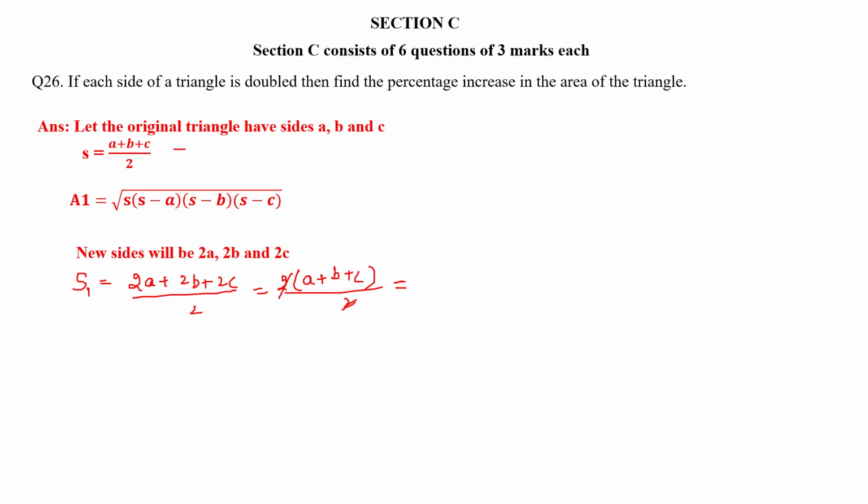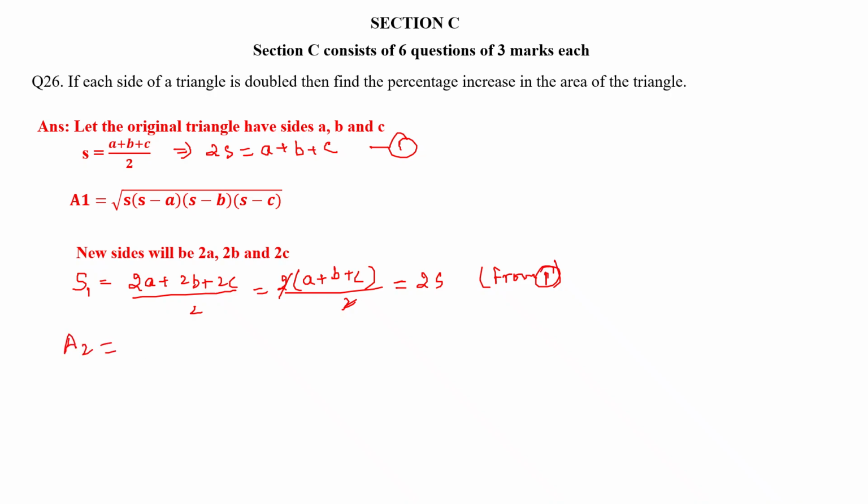And from here, if I cross multiply, I will get 2S equal to A plus B plus C. So from here, I can write A plus B plus C as 2S. And from where I have written? From first. Okay. Now let's find the area.